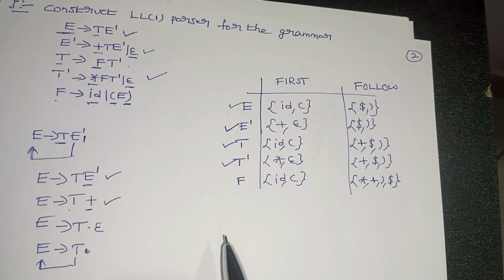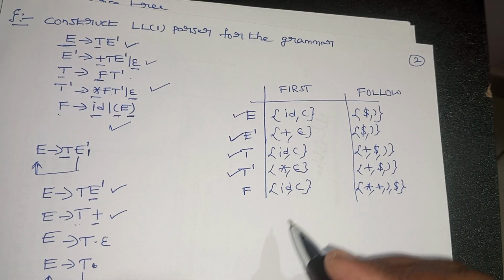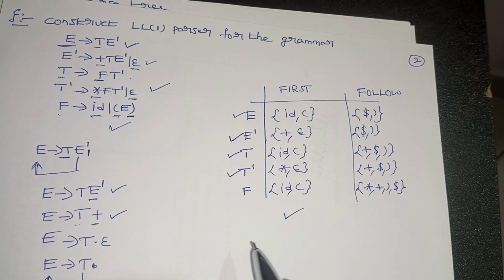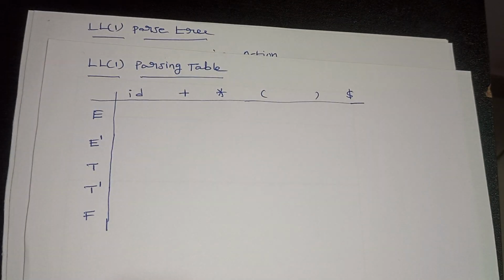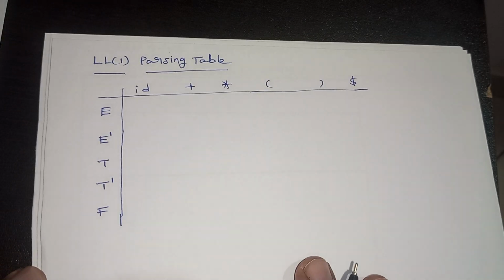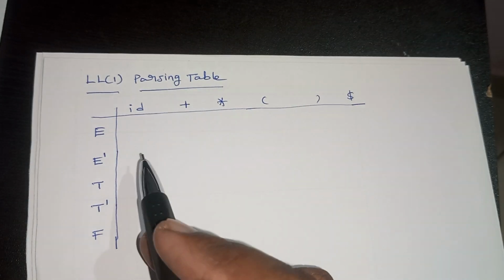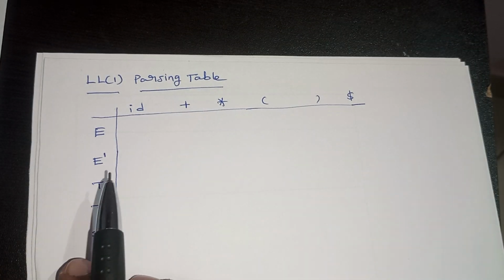Now what we have done: we have been given the grammar, and now we found the first and follow. Using the first and follow table, what do we have to construct? We have to construct the LL(1) parsing table. So the LL(1) parsing table we have to construct using first and follow.